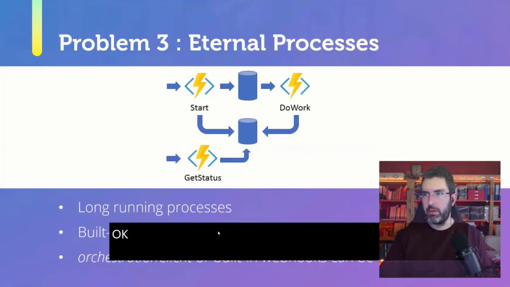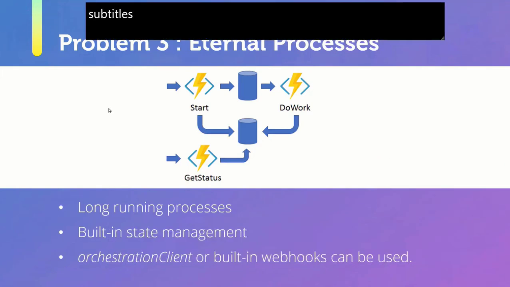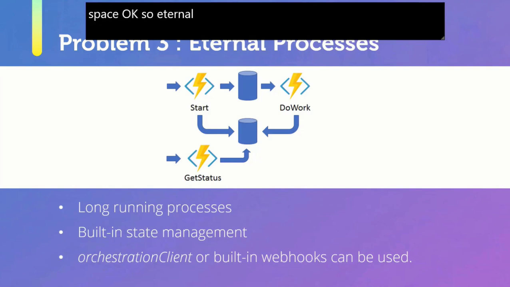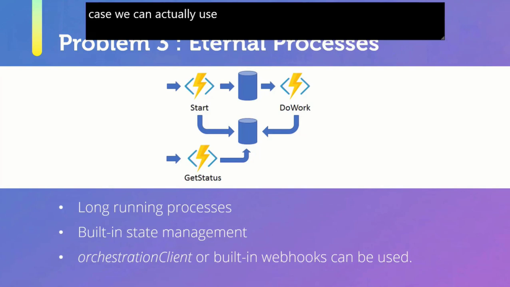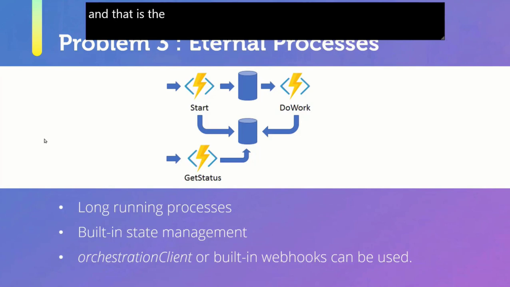Okay, here's the third one. Eternal process. And sorry about moving the subtitles, transcriptions there and there. I should have designed my slides to leave some space. Okay, so eternal processes. These are long-running processes. They need to have their built-in management of the state. And in this case, we can actually use the orchestrator client with its built-in webhooks as well. And they can run essentially forever. I will show you an example for that, but I want to combine it with something else. Okay, and that is the fourth problem.